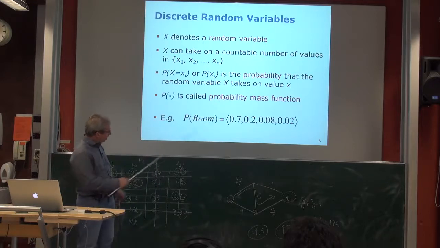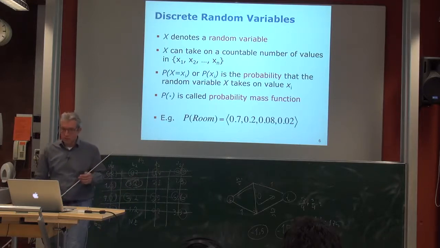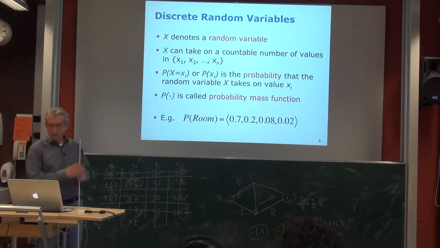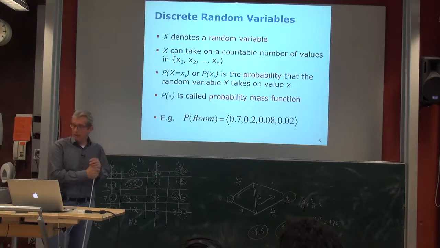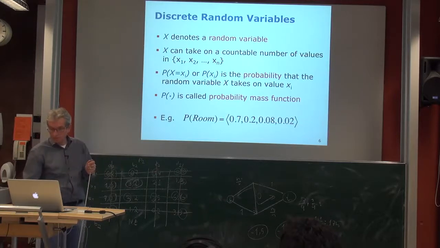And if I'm not wrong, this is the case also in here. So there we have 4 rooms in this case, and overall the probability that the robot must be in any of these 4 rooms sums up to 1.